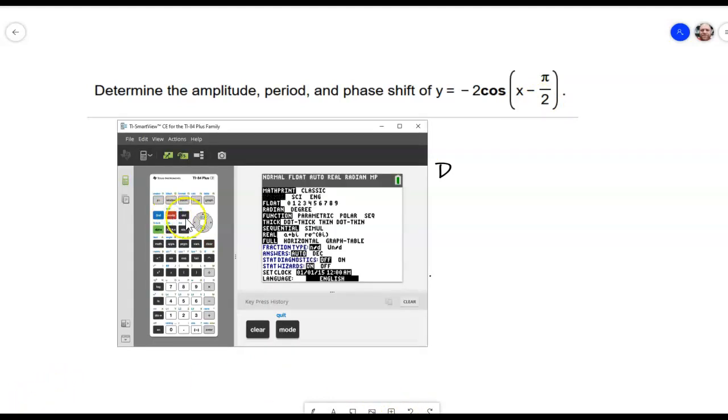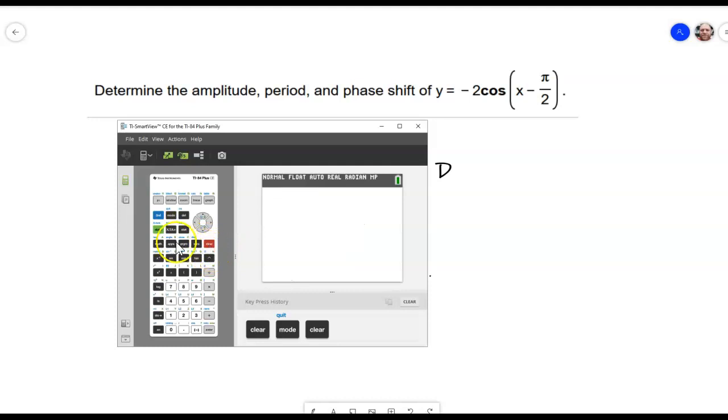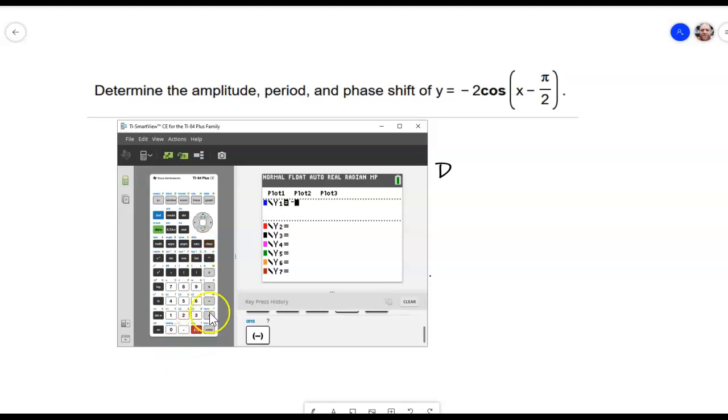Alright, so I'm going to go to mode, make sure that I am in radians, which I am, and then let's go ahead and go to my y equals, clear that out. We're going to do negative, make sure you use the negative sign and not the minus sign, or a lot of times you'll get an error. And we're going to do the cosine, negative 2 cosine, and that's going to be x minus pi over 2, so x minus, and I'll put that in parentheses, pi over 2, and double parentheses there to close that off.